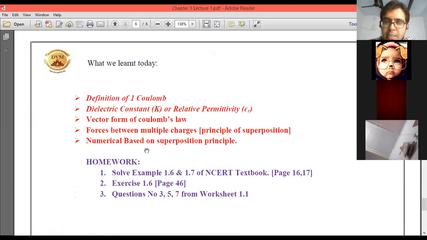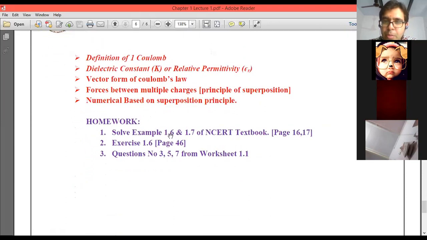Now your homework is to solve these things. You people can easily solve example 1.6 and 1.7 of the NCERT textbook that lie on page numbers 16 and 17, as well as exercise question 1.6 and one worksheet I have shared with you that has questions 3, 5, and 7. You need to solve those things.